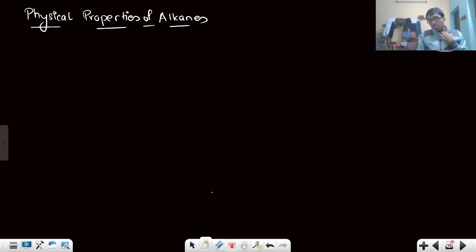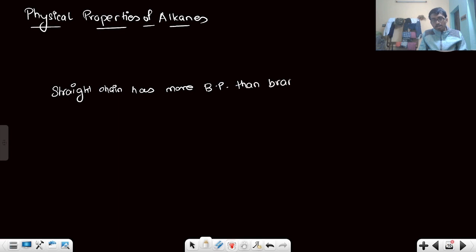Physical property. I don't have to say a lot about physical property, you can directly read from the book. But why I have written this topic is just to say one important thing: straight chain has more boiling point. This question is very important because they will directly ask which one has more boiling point, neopentane or n-pentane. So straight chain has more BP, BP is boiling point, than branched chain.